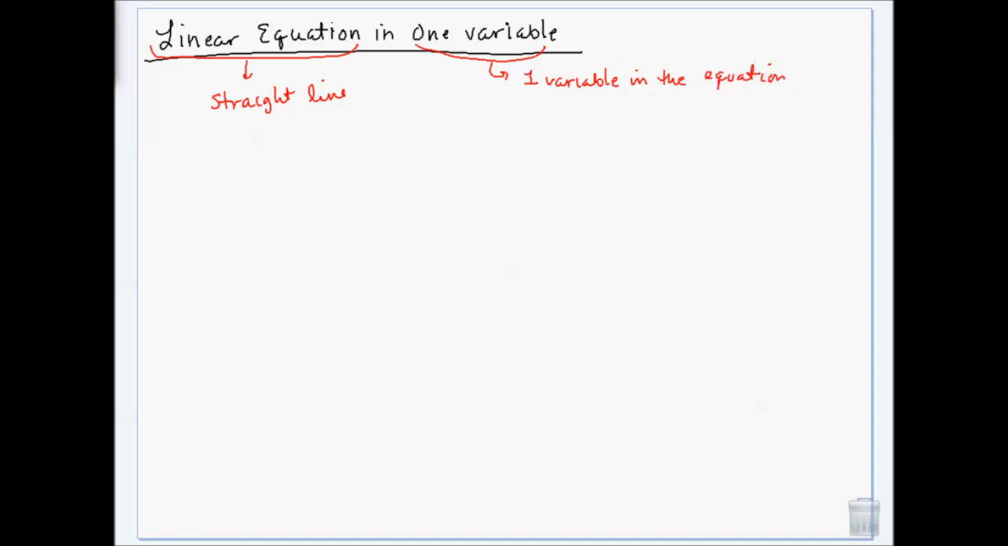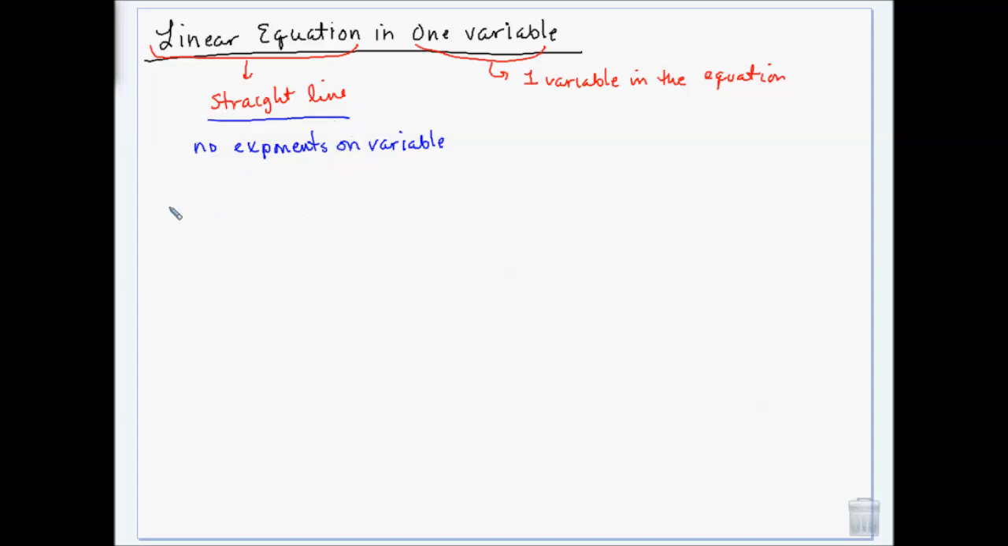Okay. Now to be a straight line, there are certain qualifications. No exponent on the variable. Okay, and then when we get into linear equations in more than one variable, there's some other qualifications, but for right now, since we're talking about one variable, we have one variable in the equation and it does not have an exponent. And that will give us a straight line if we were to be graphing it. We're not graphing it, but if we were to graph it, it would give us a straight line.